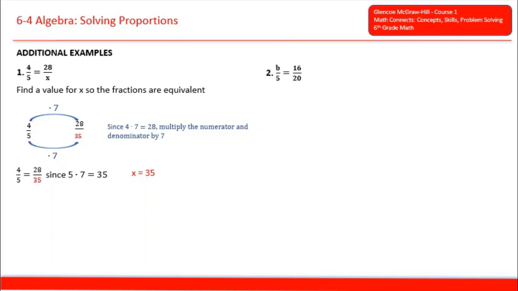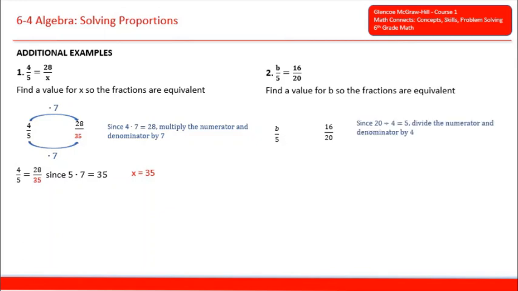Number 2, b over 5 equals 16 over 20. Find a value for b so the fractions are equivalent. b over 5, 16 over 20. Since 20 divided by 4 equals 5, divide the numerator and denominator by 4. So 20 divided by 4 equals 5, and 16 divided by 4 equals 4. 4 over 5 equals 16 over 20. Since 4 times 4 equals 16, b equals 4.